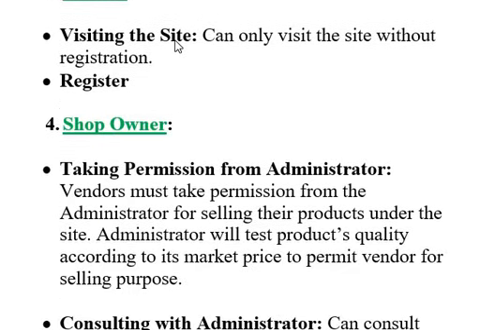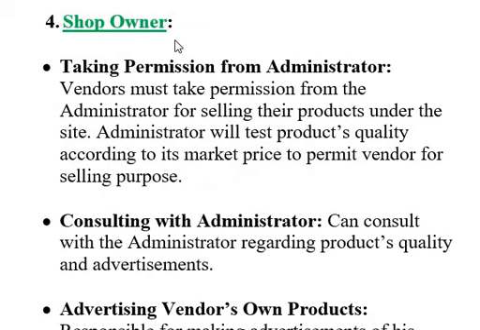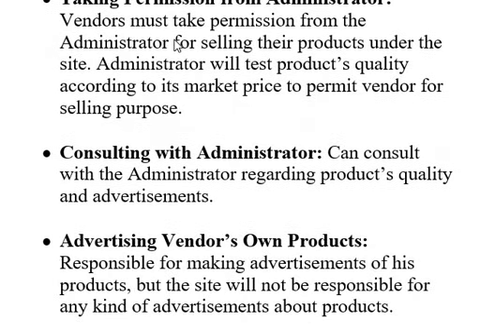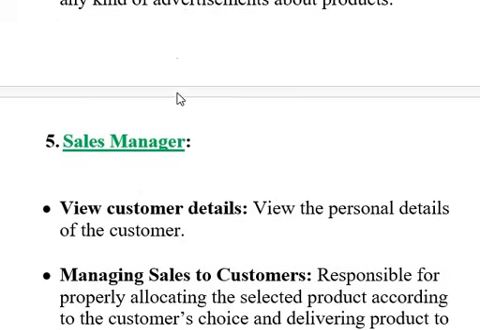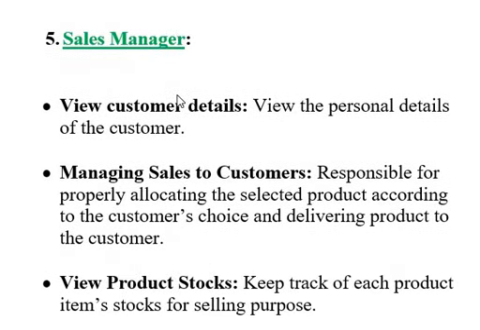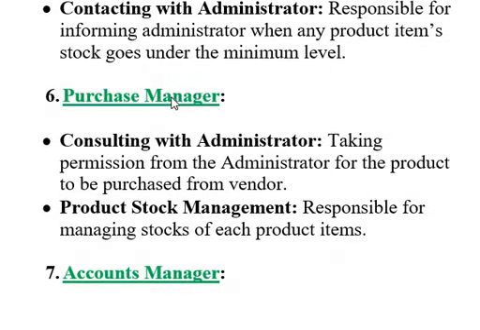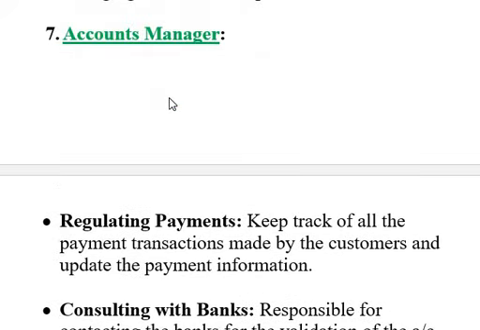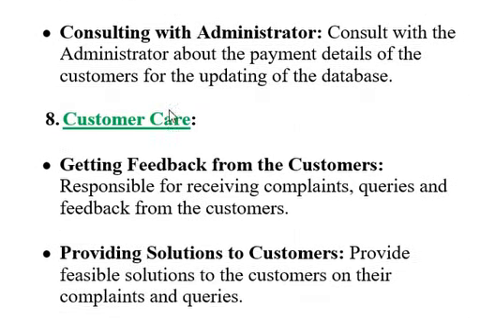Right now, the shop owner takes permission from the administrator, consulting with the administrator, advertising vendors on products. Then we have the sales manager. Sales manager views customer details, manages sales to customers, views products and all that. Purchase manager consults with the administrator, handles product stock management and all that. Account. So these are the different manager roles.